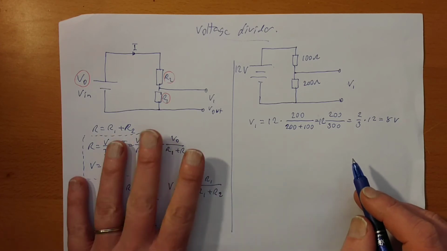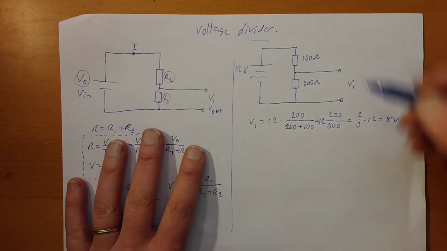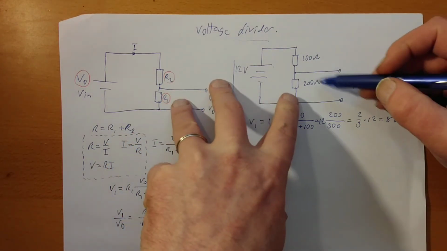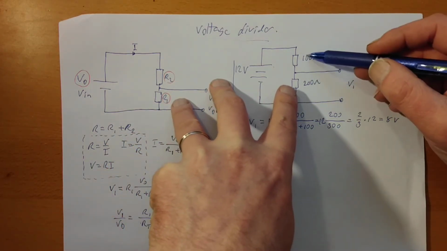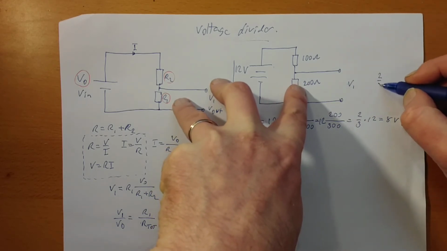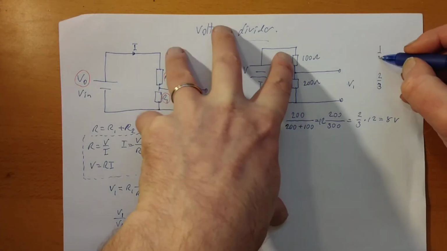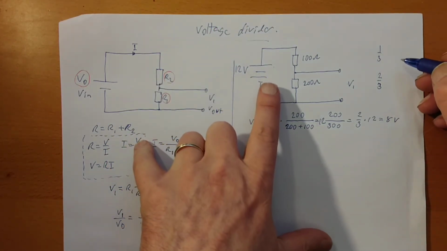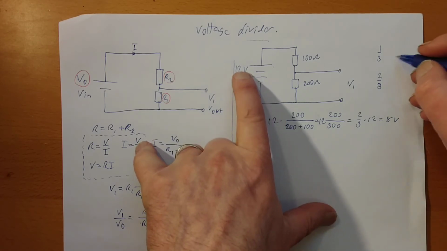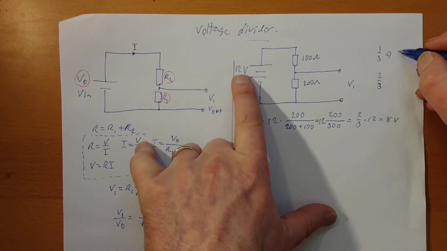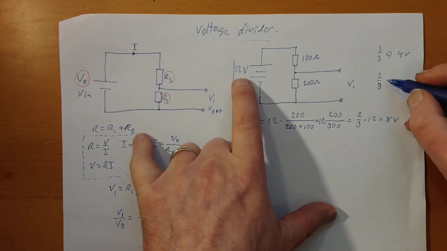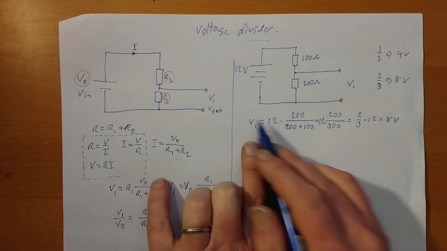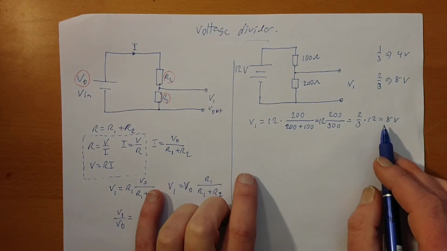And that is how we can think about problems like this. If these happen to be numbers that you can easily divide, we can see that in total we have 300 ohms. So this is 2/3 of the resistance, and that is 1/3 of the resistance. And the voltage is proportional to how big part of the total resistance we have. So 1/3 of 12 gives us 4 volts, and 2/3 of 12, that is the rest, will give us 8 volts. So we can think about that without having to resort to the formula.